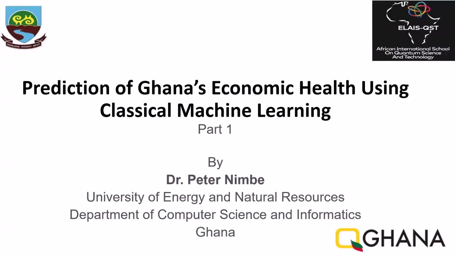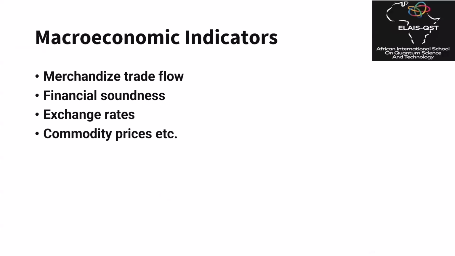Okay, so last time we were looking at predicting Ghana's economic health using classical machine learning, and we are continuing with that. This is in two sessions: we have the classical machine learning aspect and the quantum machine learning aspect. So we began with the classical machine learning approach to predicting the economic health of Ghana, and we are still on that discourse. So just a quick refresher of what we did last week.